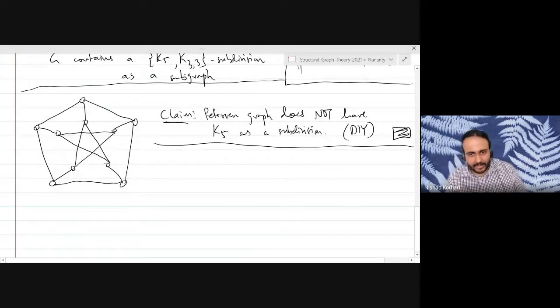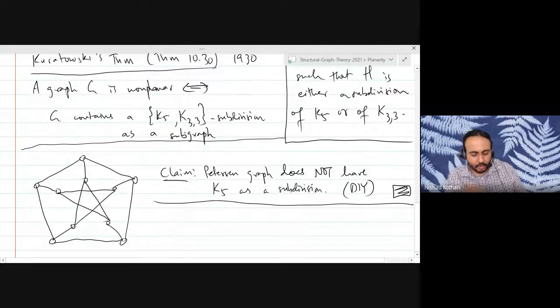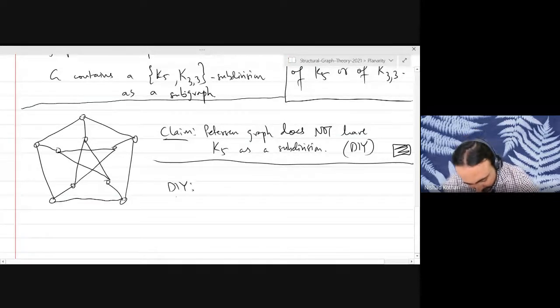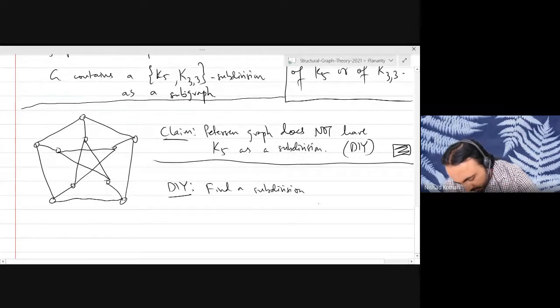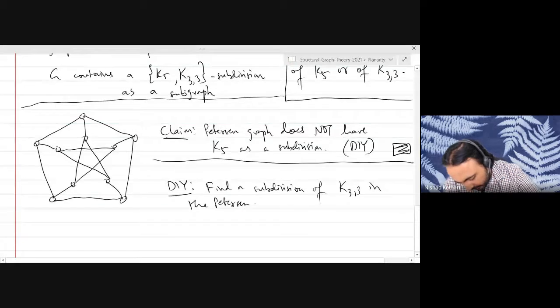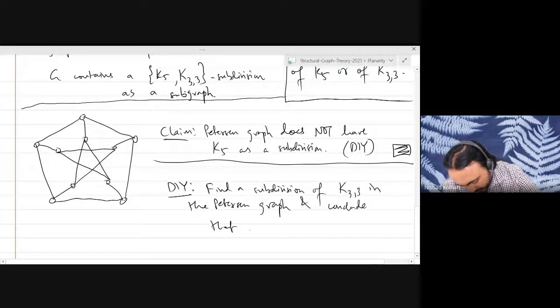If Kuratowski's theorem is true, then the Petersen graph must have a subdivision of K33. So that is another exercise for you. Find a subdivision of K33 in the Petersen graph and conclude that the Petersen graph is non-planar.